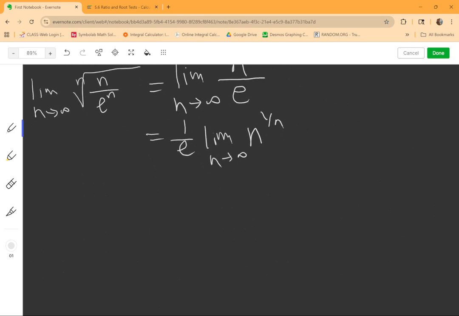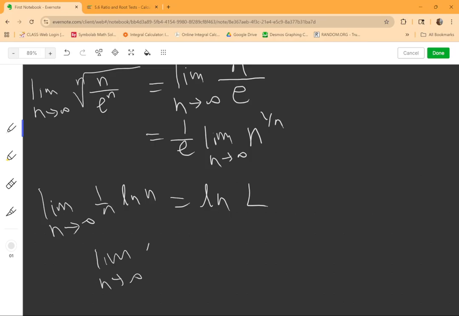So let's work on that. It's going to require our logarithmic limit, where this will be equal to ln of L. And notice here we're going to have L'Hopital's rule: the limit as n goes to infinity of ln of n over n.